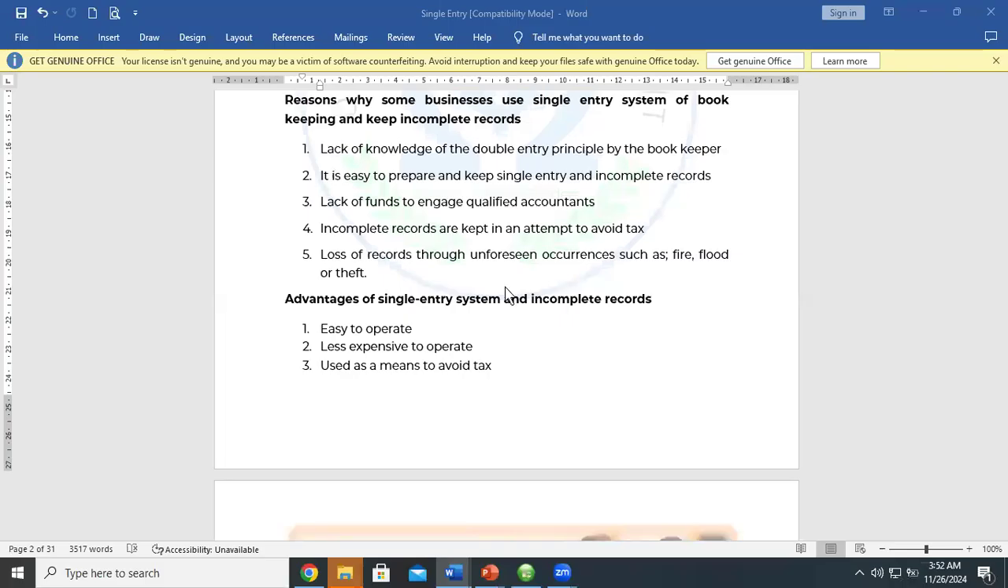Okay. Please, I want to alert you that some of these things we are discussing are highly examinable at the theory. You can be asked to define single entry, define or explain incomplete records. You can be asked to state 3 or 4 reasons why some businesses use this single entry system of bookkeeping. So please take note of them, right? Advantages and disadvantages. Let's look at the advantages.